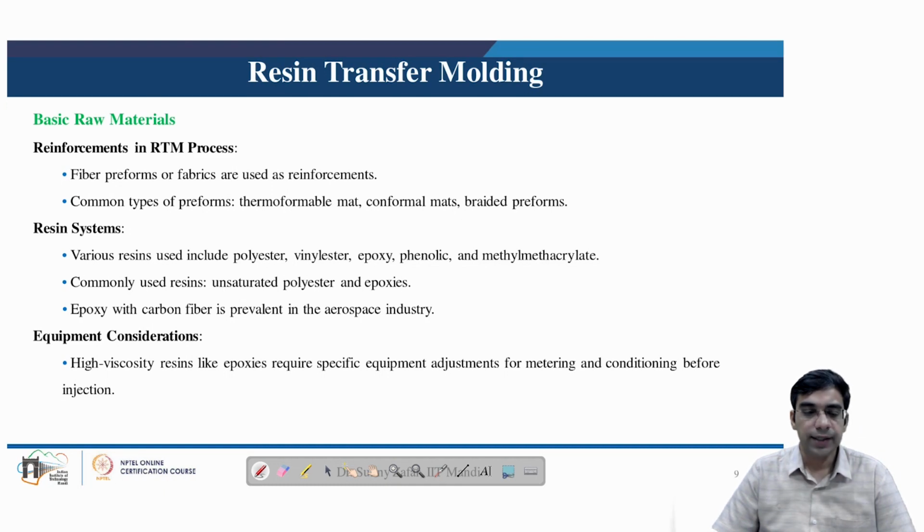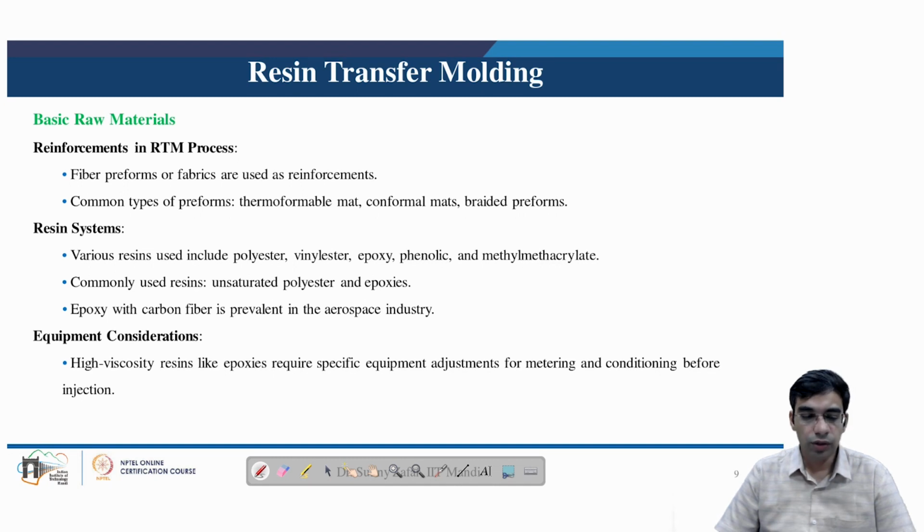So if we focus our attention on the basic raw materials here, the reinforcements in various forms like unidirectional or woven reinforcements can be used in resin transfer molding. Fiber preforms, or fabrics, can also be used. The different types of preforms which can be used include thermoformable mat, conformal mats and braided preforms.